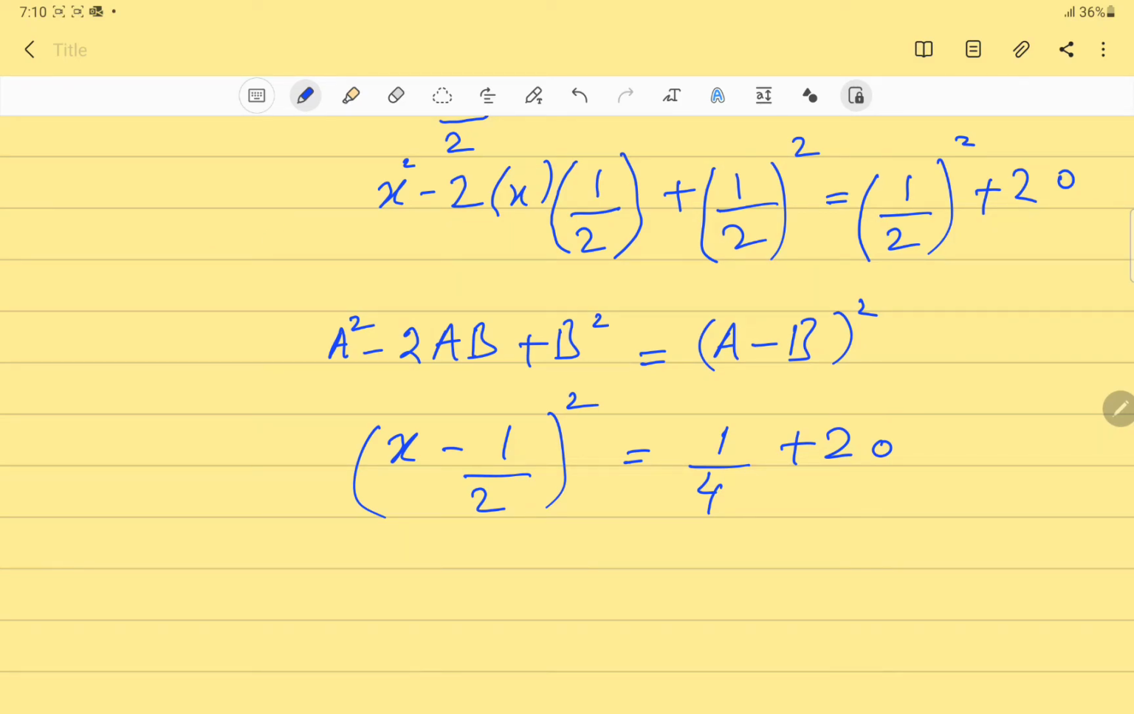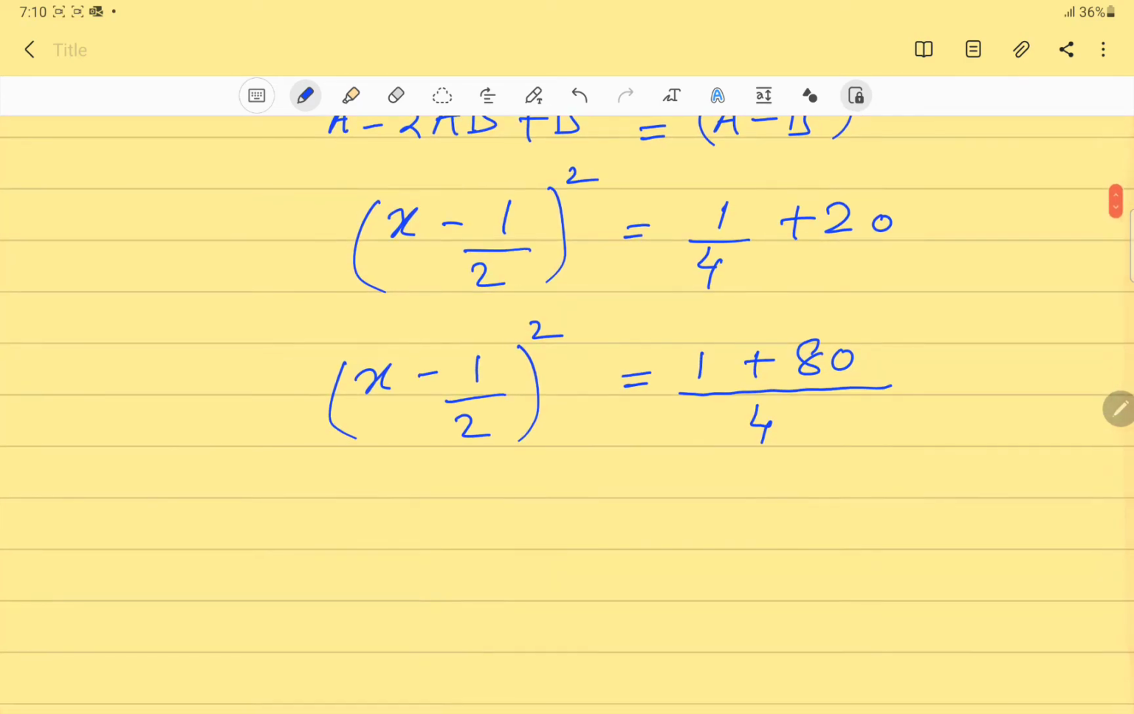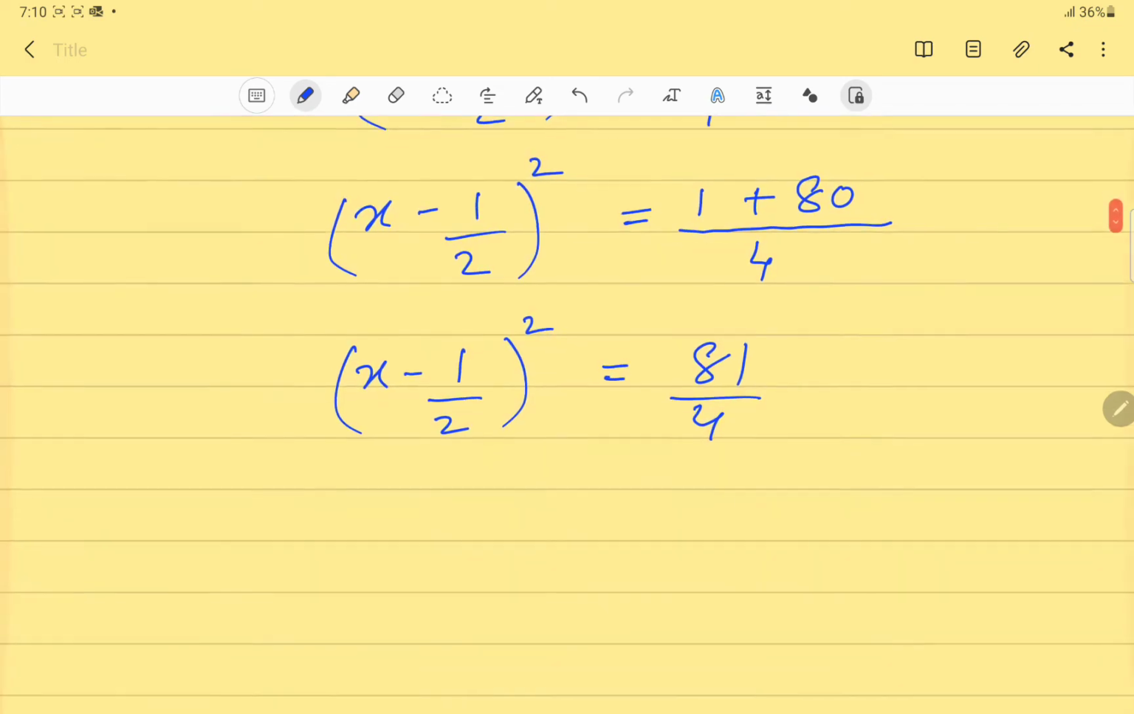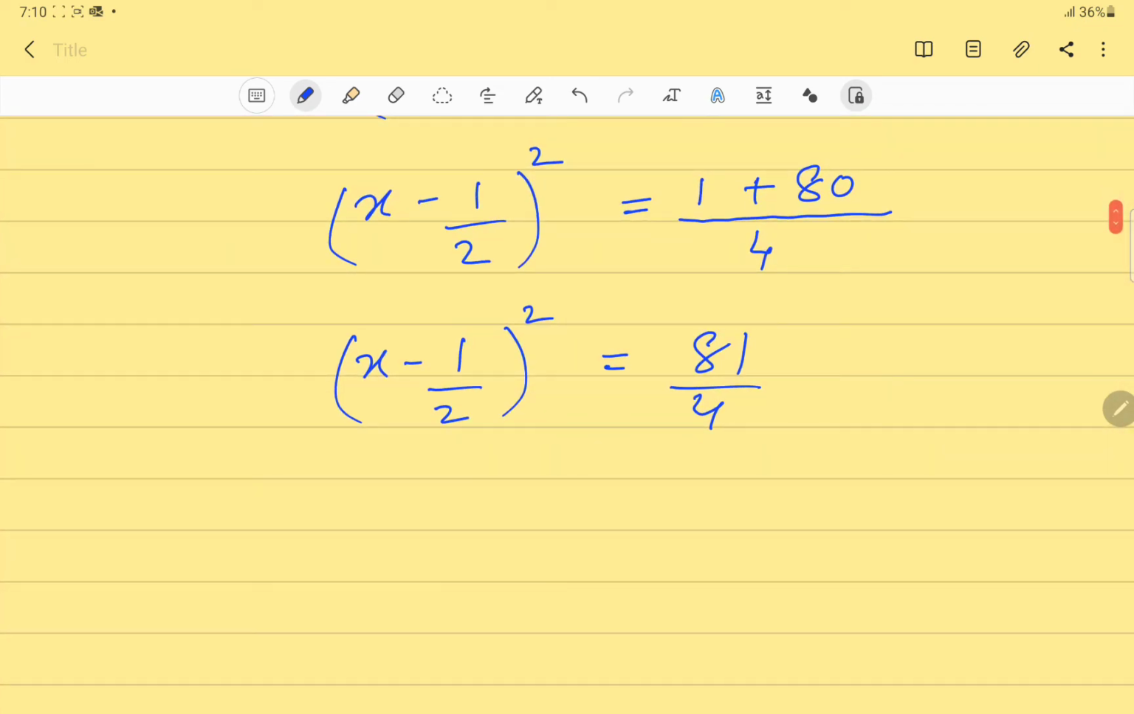So this is how we complete the square. Now we will solve our right hand side. So x minus 1 over 2 whole squared is equal to 81 over 4.